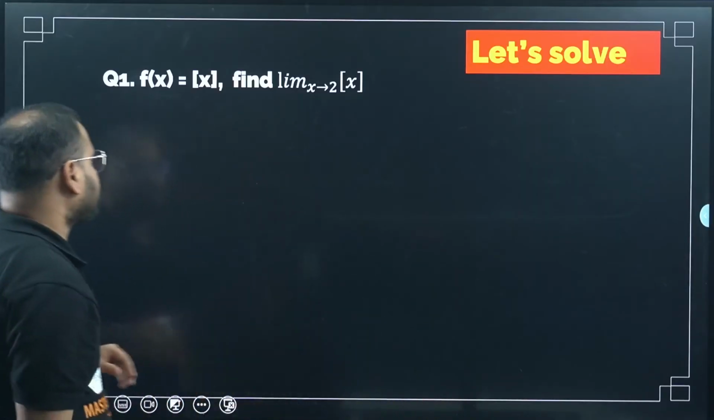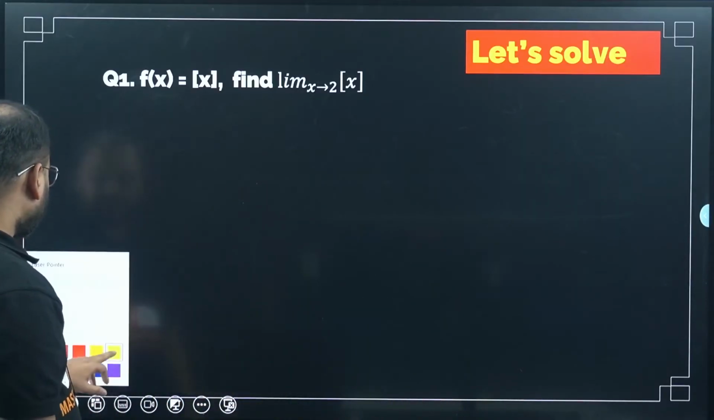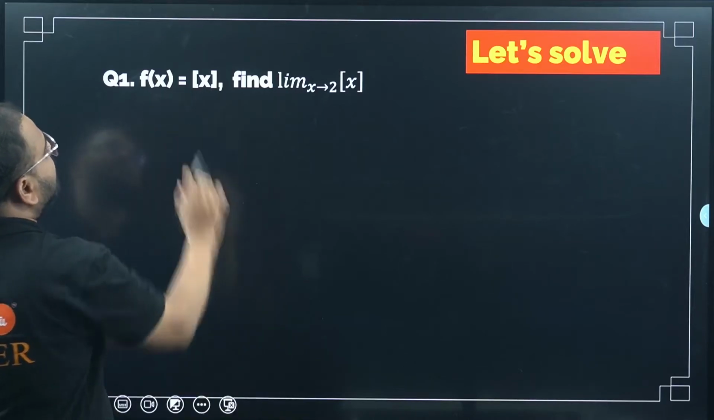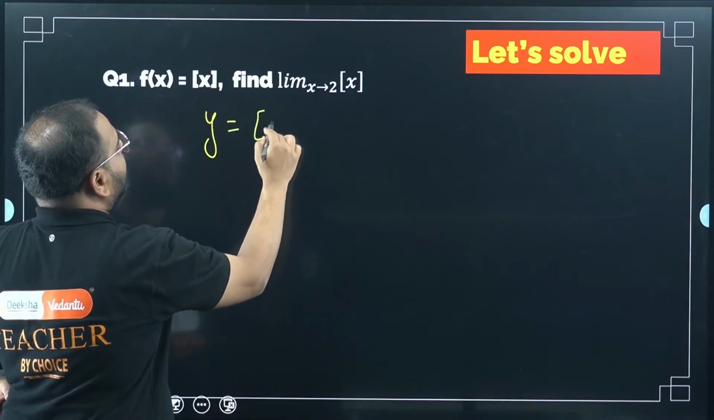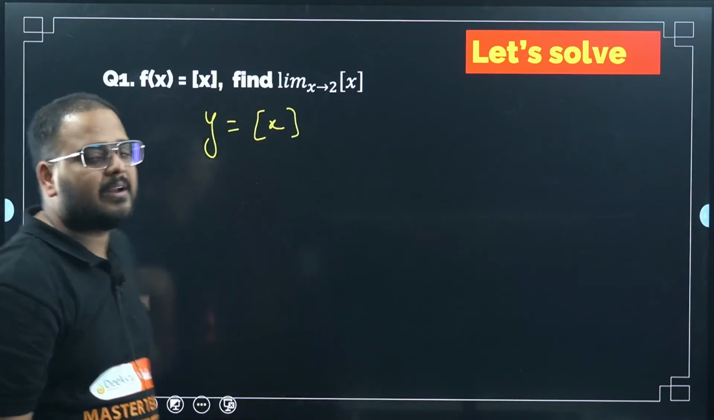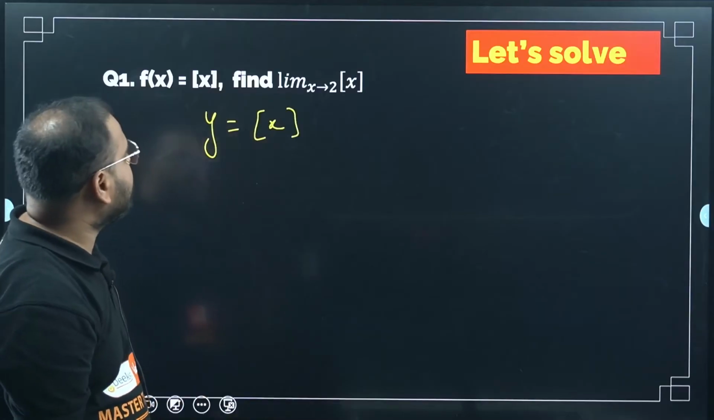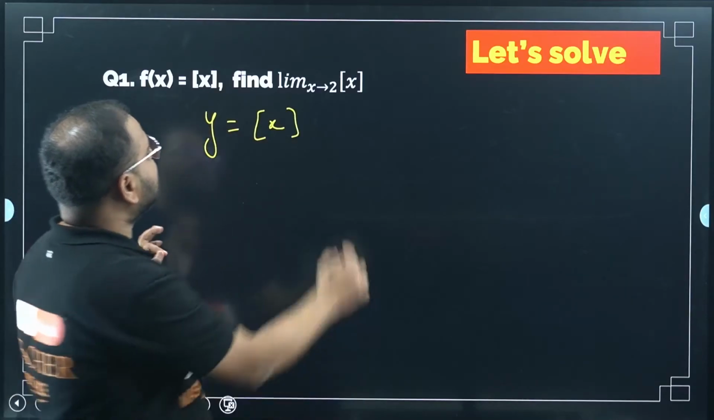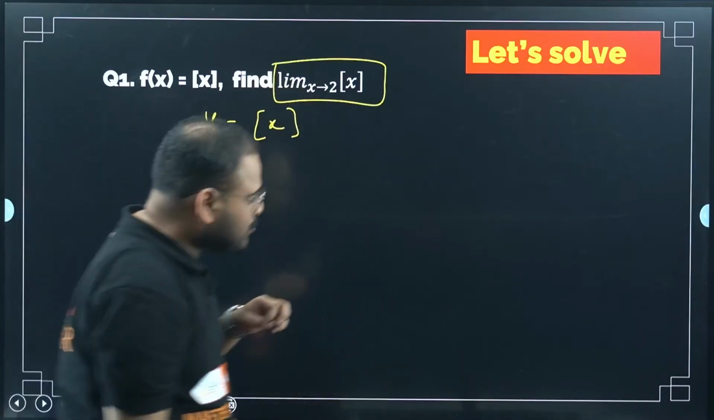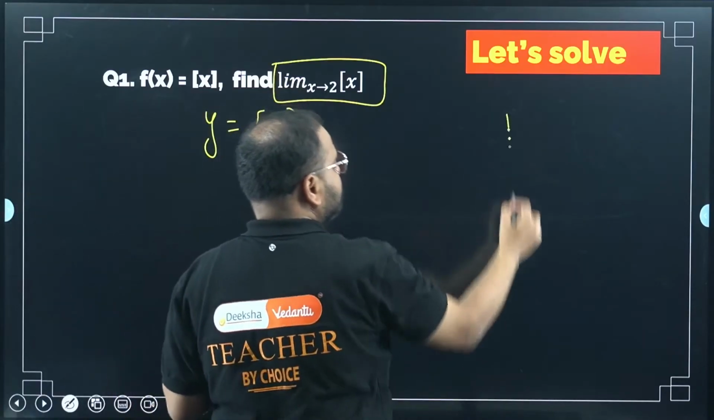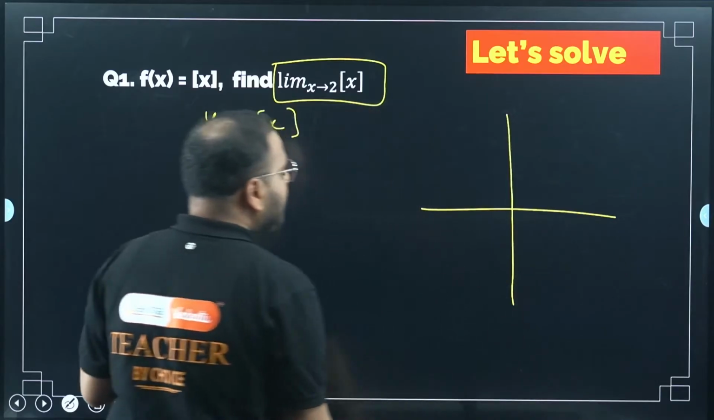So let's start. First question, what is it saying? It says the function is defined as, what is this function? I hope by now you all know. This is GIF, right? Greatest integer function of x. So this is the function defined like this, and they are asking us to find the limit of the function when x is equal to 2. So let's quickly look at the graph of this function. How will the graph look?